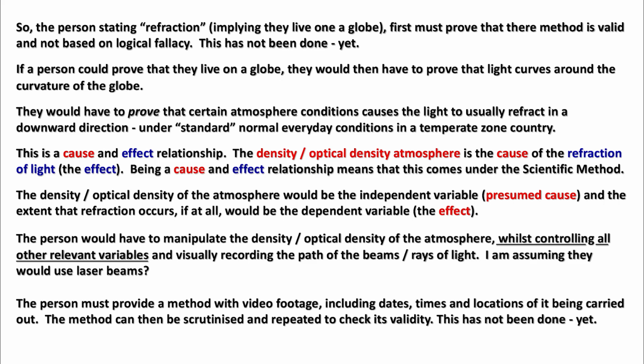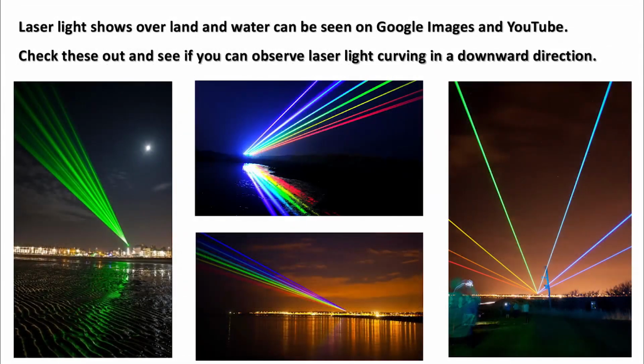The person must provide a method with video footage including dates, times, and locations of it being carried out. The method can then be scrutinized and repeated to check its validity. This has not been done yet. Laser light shows over land and water can be seen on Google Images and YouTube. Check these out and see if you can observe laser light curving in a downward direction.